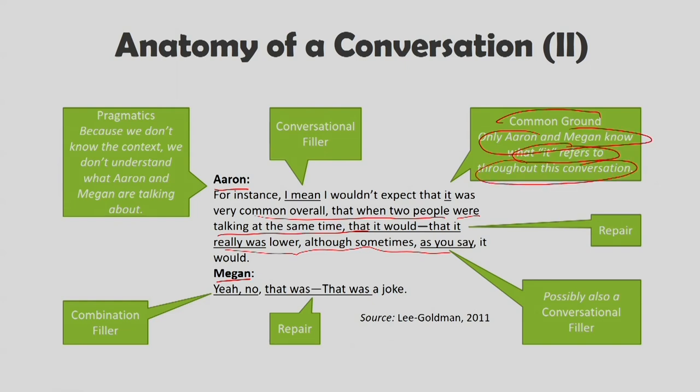If I present this written text of a conversation to people, it's very difficult to understand what is happening. This meaning is only shared by these two people. Also, the use of "I mean" here is actually a conversation filler. So, this will give you an idea what conversation fillers are. And pragmatics is important because we don't know the context, so we don't understand what Aaron and Megan are actually talking about. So, what the words are saying, the semantics, is not important; the pragmatics is important. Also, we have something called combination fillers. Here, for example, "yeah, no," "these" and "that was," all these are actually fillers that are used.